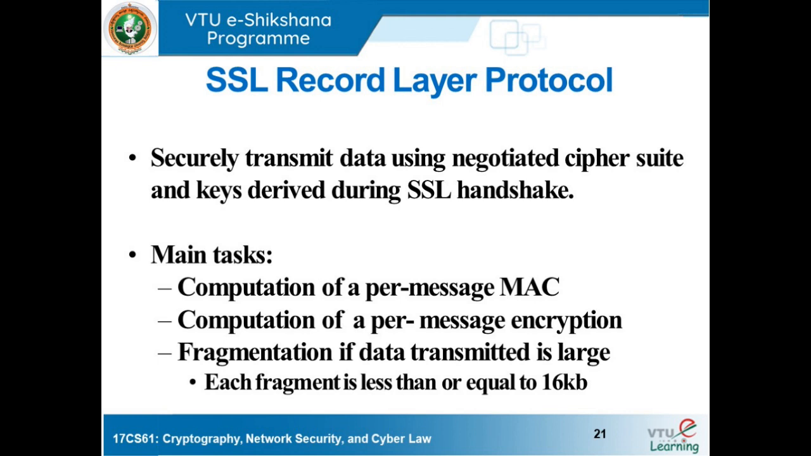Now, the main tasks of this record layer protocol include computation of MAC and encryption computation. This is performed for every message, and also fragmentation is carried out if the data transmitted is very large. If the data transmitted is large, then fragmentation occurs, and each fragment is less than or equal to 16 KB. Now let's see what happens when a connection is established.